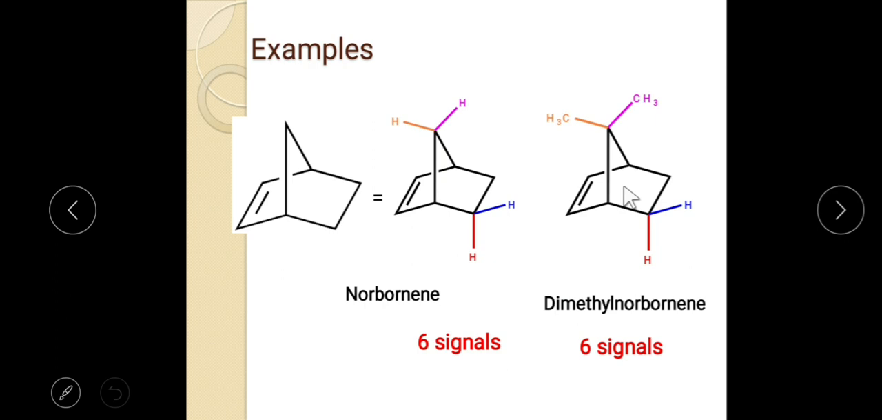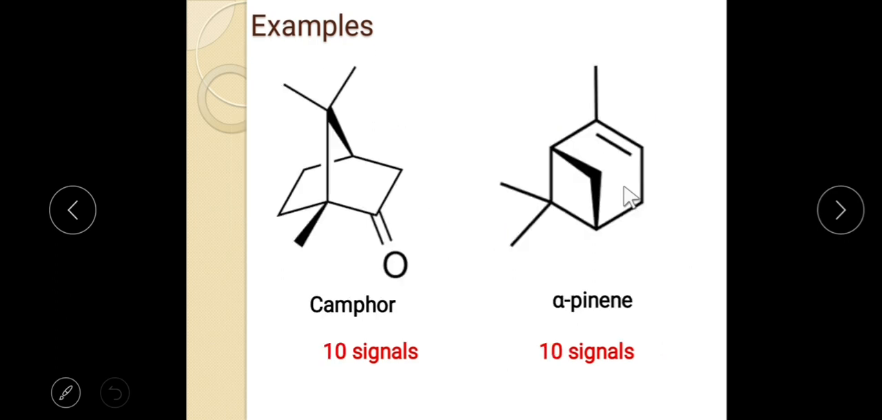Understood? Now let's consider the camphor and alpha-pinene systems. We have this camphor. So let's count the number of signals in camphor. You can see there is a chiral center over here and a chiral center over here. So this CH2 and this CH2, they are diastereotopic, bearing diastereotopic protons. So let's count the protons. 1, 2, 3, 4, 5, 6, 7, 8, 9 and 10. These 2 methyls also behave differently because they are near the chiral center. Understood? So camphor will show 10 different signals in H1 NMR spectroscopy.